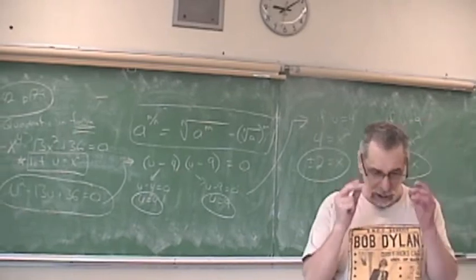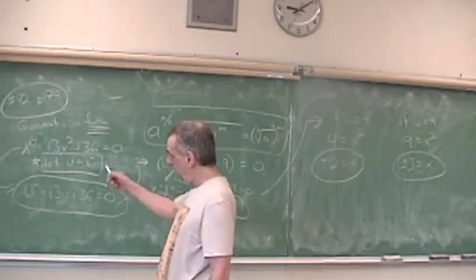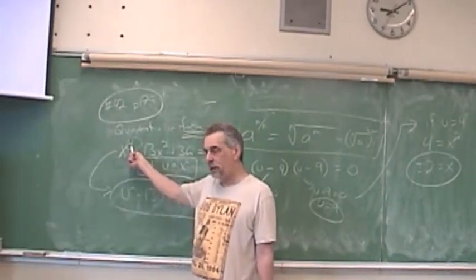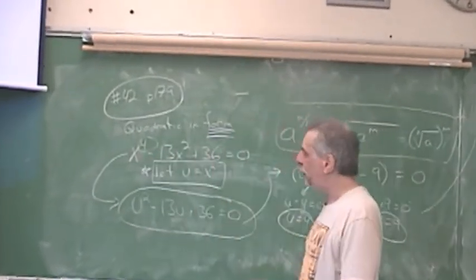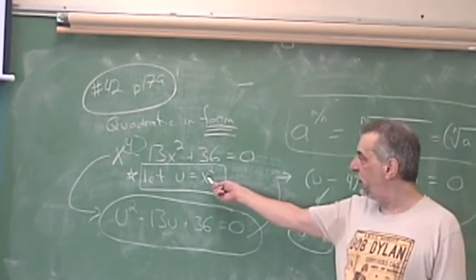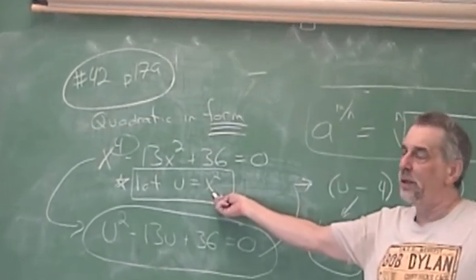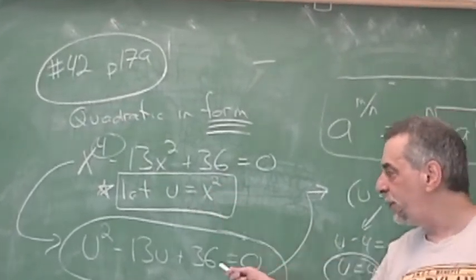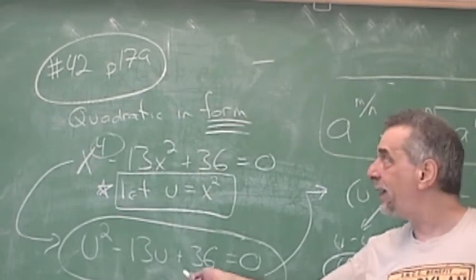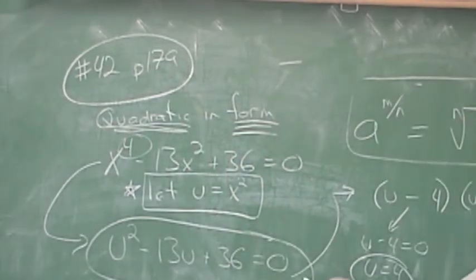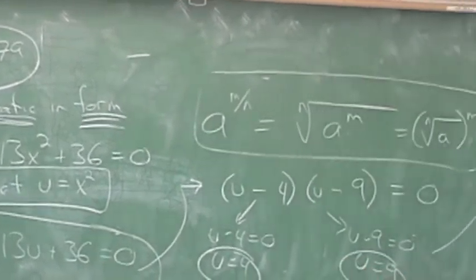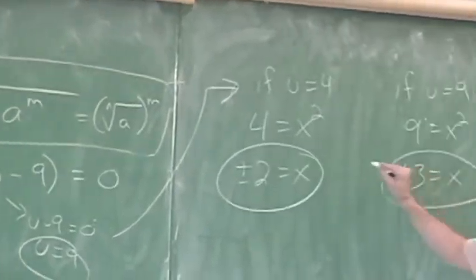All right, so that's a way to take a higher degree polynomial. The highest exponent is sometimes called the degree. Sometimes you can use a u substitution. It doesn't have to be u, it can be any letter you like. You make a substitution to create a quadratic equation, quadratic in form, or we say quadratic in form. Solve that quadratic, and then make sure you come and finish the problem to get the x's.